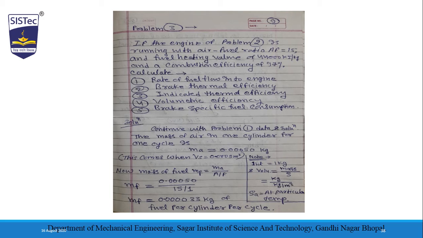So continue with problem 1 and take the data from that. The mass of air in one cylinder for one cycle, as calculated, is 0.00050 kg. It is taken from the previous numerical number 1.